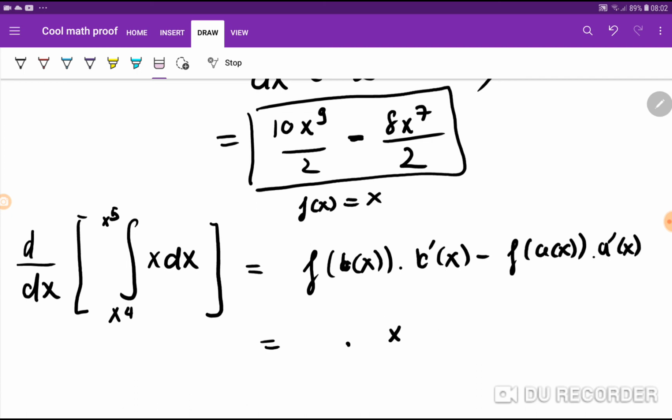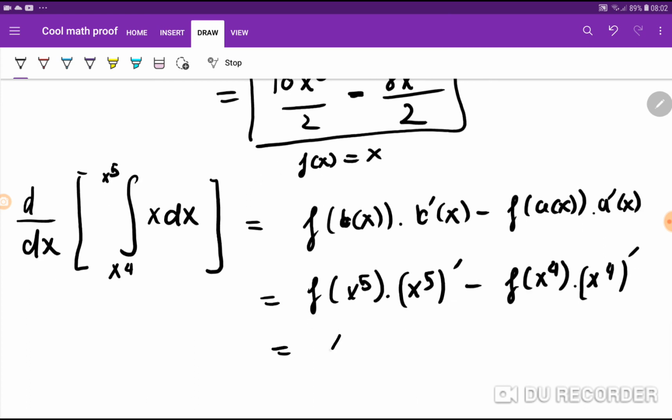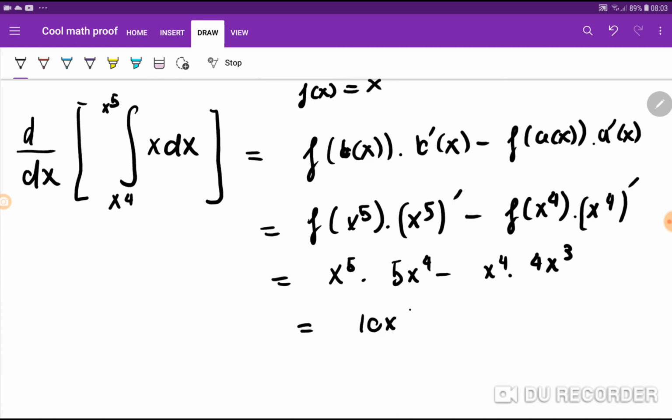Let me write gradually for y'all. I'm not gonna save my mouth. So this is f of x to the power 5 times x to the 5 prime minus f of x to the 4 times x to the 4 prime, right? F of x to the 5 is x to the power 5 because f of x equals x. So f of something equals that thing. So times 5x to the power 4 minus x to the power 4 times 4x to the power 3. Okay, becomes 5x to the power 9 minus 4x to the power 7.